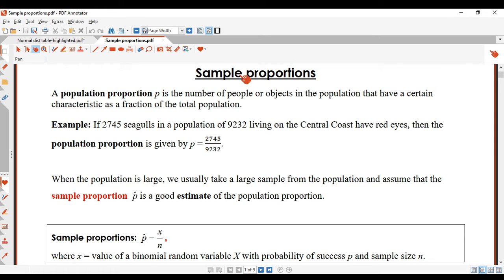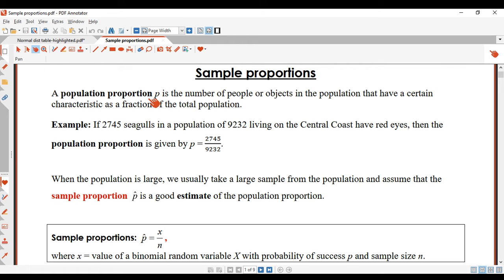It's called sample proportions. The crux of this is that if you take enough samples for a discrete random variable, we can approximate that with a continuous model, and then we can use the z-score table. So let's have a look.